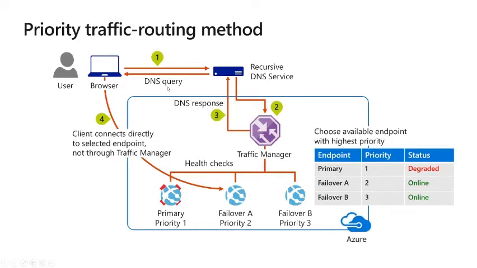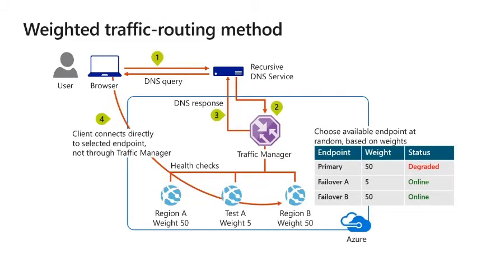So you have here endpoints with the priority, and if it's degraded, then failover is second priority, so it will go to this one, and if this one fails over, then the third one. So you have the browser coming here, and DNS, recursive DNS, and then Traffic Manager. So the user makes a request, and using the DNS it comes to Traffic Manager. Traffic Manager sends a health check, and if the primary service is unavailable, then it will send it to the second endpoint.